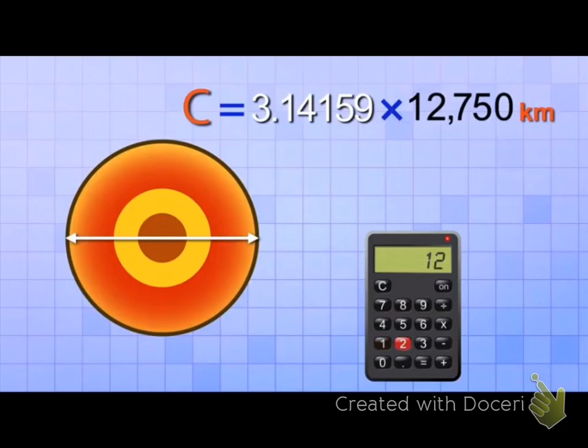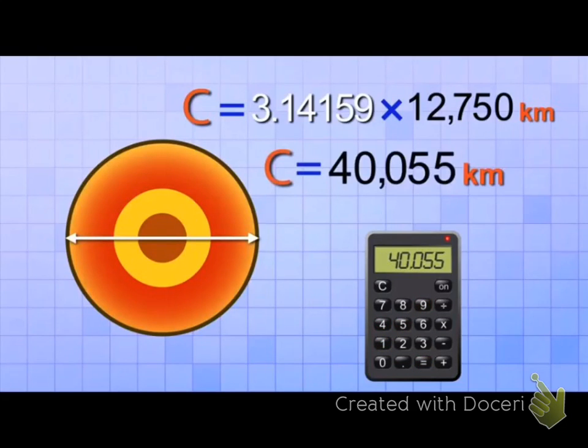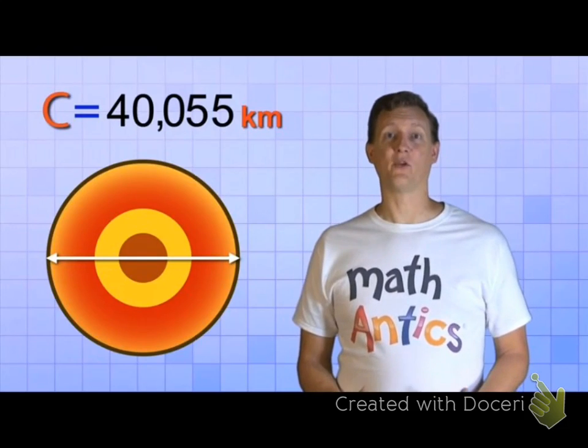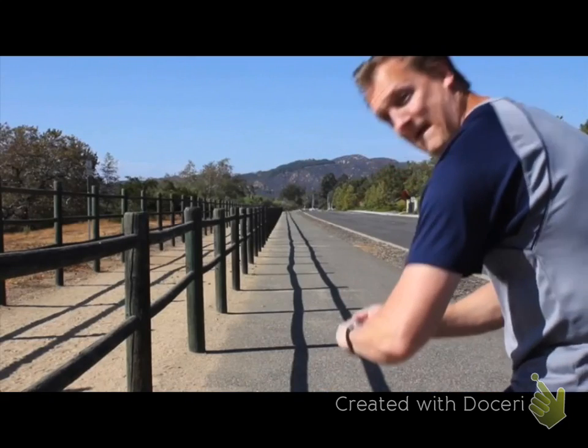So 12,750 times 3.14159 equals 40,055 kilometers to the nearest kilometer. Wow, that's a pretty big circumference. No wonder it takes so long to go all the way around the Earth. Your mark, get set, go!